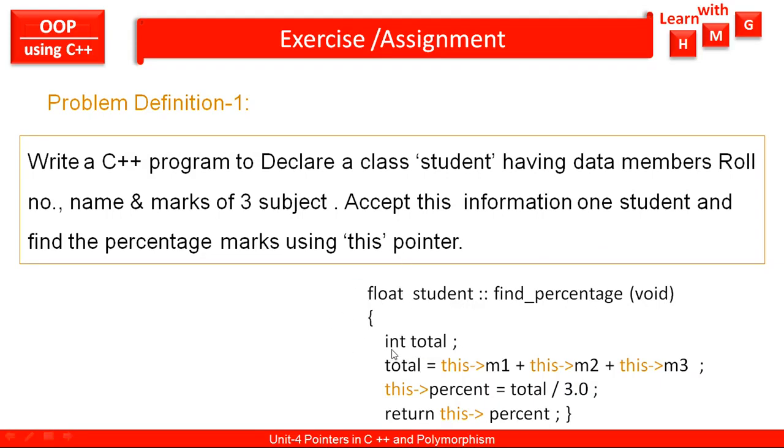One local variable will be required, int total, and the total will be calculated as m1 plus m2 plus m3. As m1, m2, m3 are the data members, they should be distinguished from the local variables, so they will be indicated by this arrow m1 plus this arrow m2 plus this arrow m3, and then this arrow percent is equal to total divided by 3.0, and return this arrow percent. Here m1, m2, m3 and percent are the data members of student class. Using this member function, you can write the complete C++ program to find the percentage of a particular student.